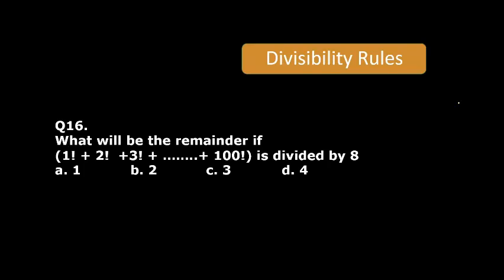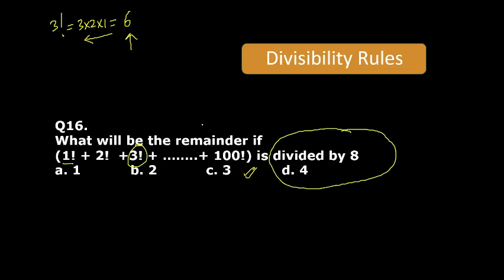Now let's try this question. I hope everyone knows factorial. 3 factorial means 3 into 2 into 1. The product of 1, 2, 3 is 3 factorial. So we have to add up to 100 factorial starting from 1, and this whole number should be divided by 8, and then you need to find what the remainder will be. Anyone? What is your answer, guys?